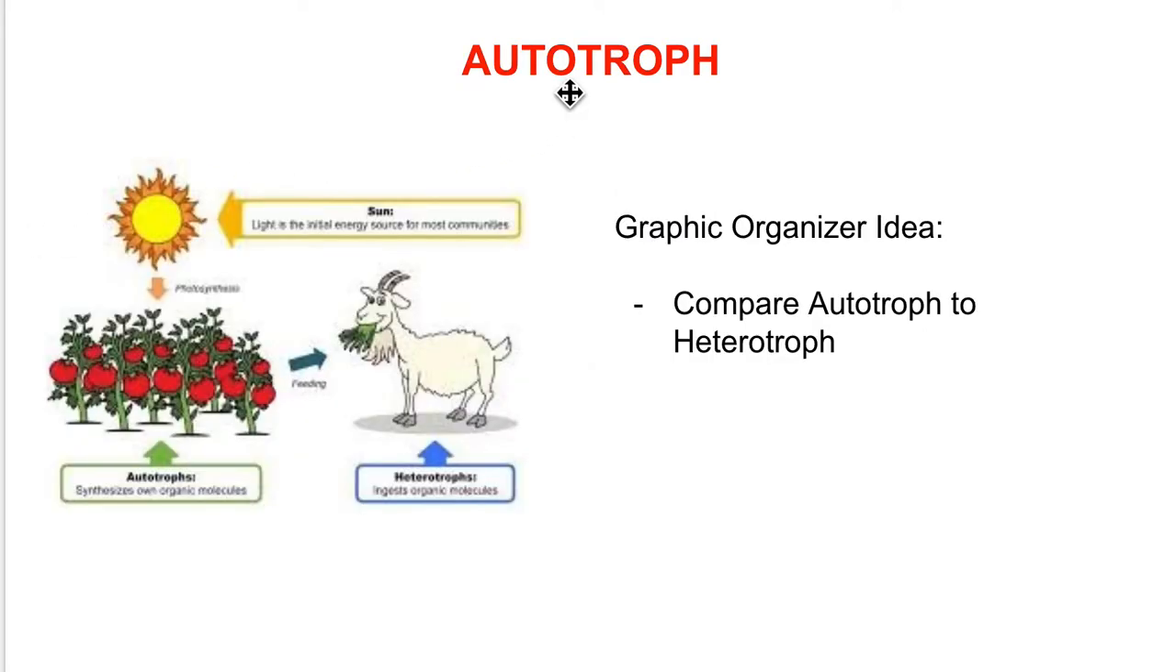So a good graphic organizer for autotroph would be to just compare autotroph and heterotroph. Autotrophs are your plants, they do photosynthesis. Heterotrophs eat the plants to get glucose.